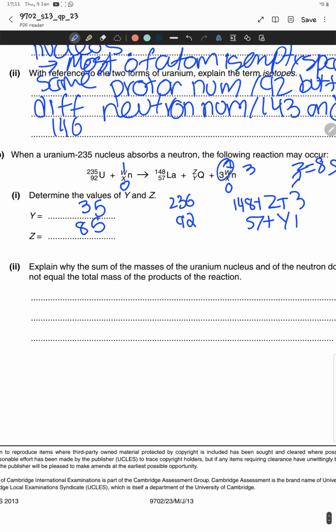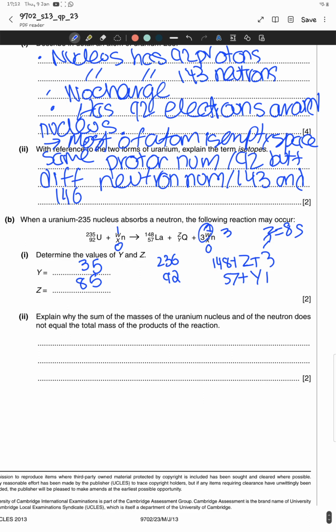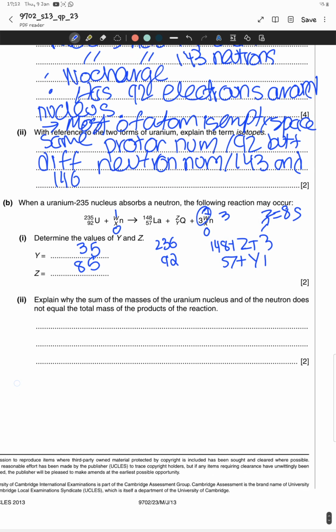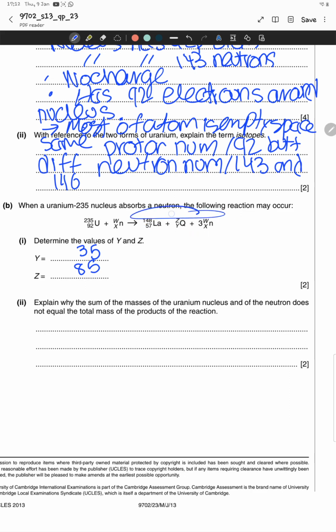Explain why the sum of the masses of the uranium nucleus and of the neutron does not equal the total mass of the products of the reaction. Okay, they're asking why the mass is different. The sum of the mass of the uranium and of the neutron does not equal the mass of the products. They're saying that the masses don't really add up.